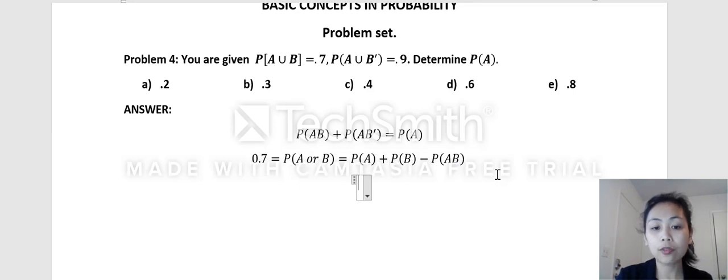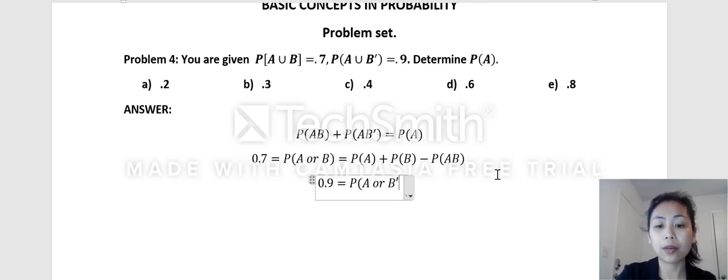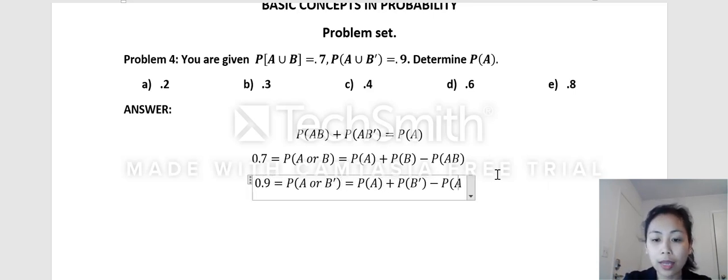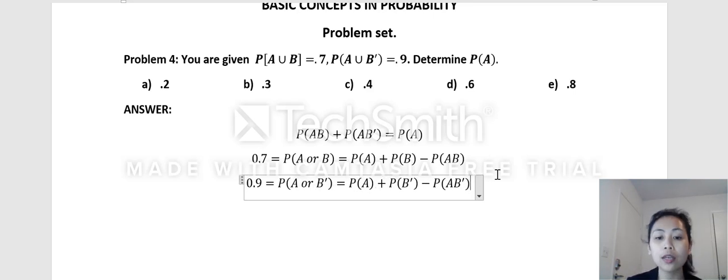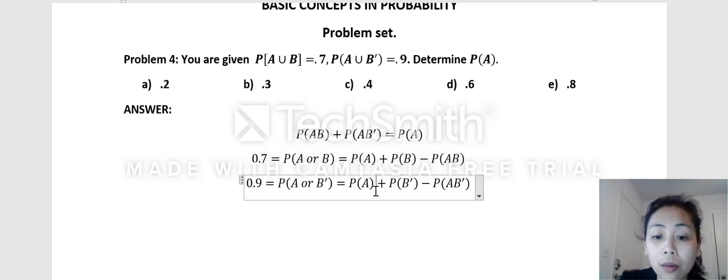Now look at the second information. We have 0.9 is probability A or B prime. So that equals probability A plus probability B prime minus probability AB prime. So here if you add side by side, what do you have here? Probability A with probability A would be 2 probability A. Probability B with probability B prime is 1 because B and B prime are complement events.